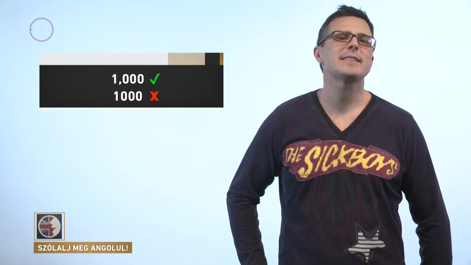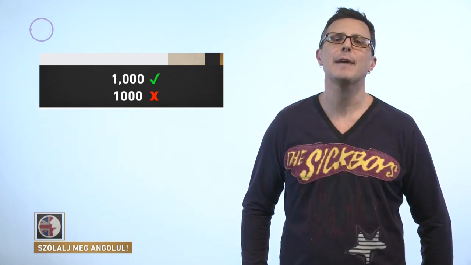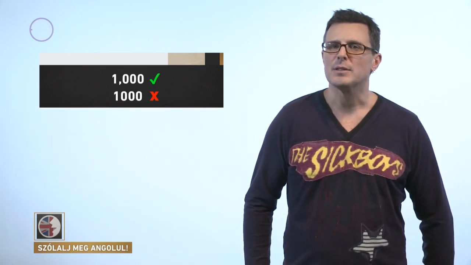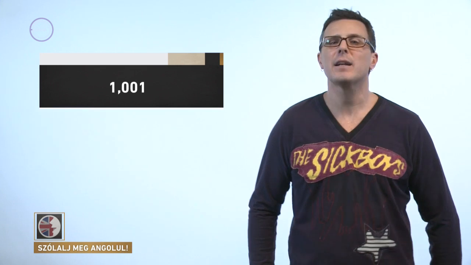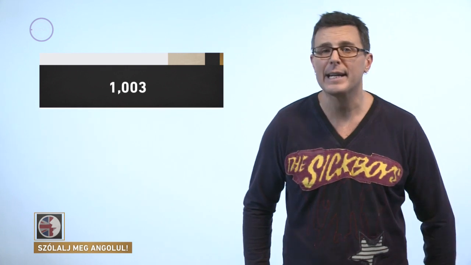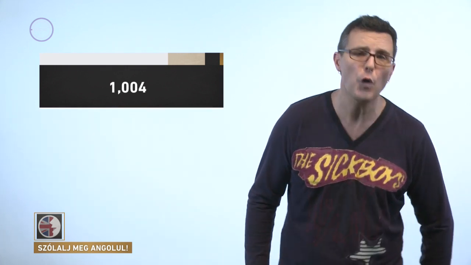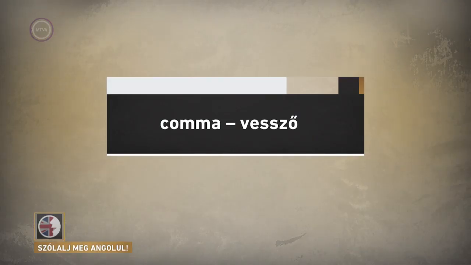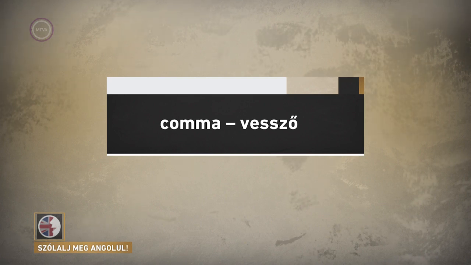So, whenever we write a number above 1000, we have to put a comma after the 1. So, the number after 1000 is 1001, and the number after that is 1002. Then we get 1003, then 1004, then 1005, etc., etc. So, when we write numbers above 1000, we always have to put a comma after the 1. Simple, isn't it?